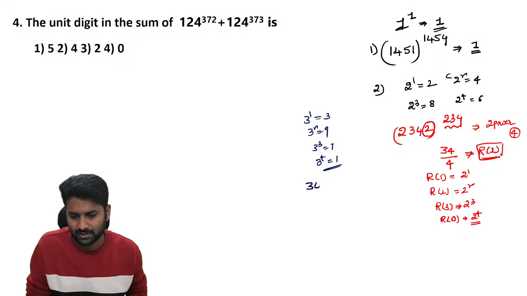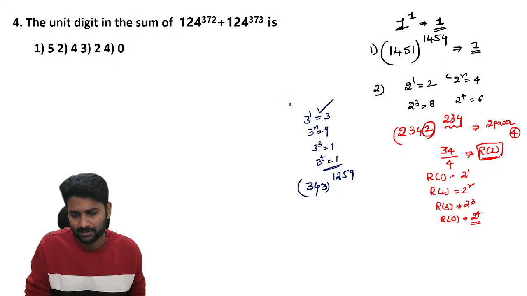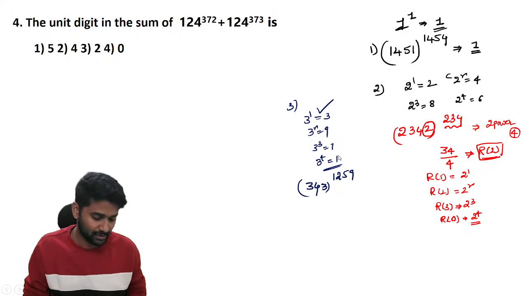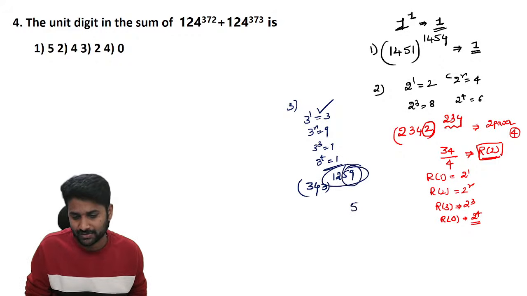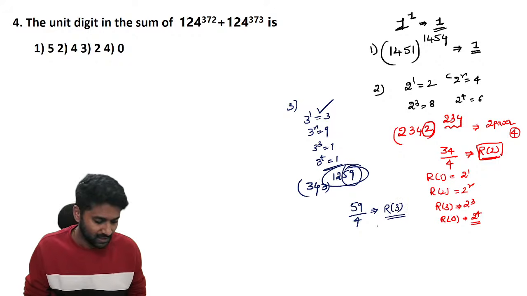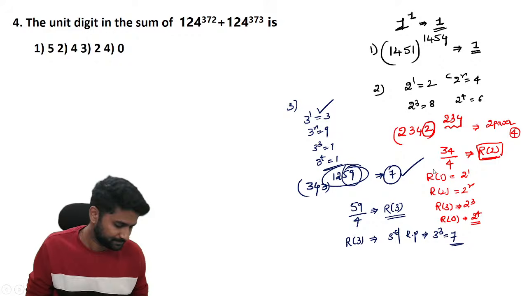Now the question: 343 whole power 1259. What is the units place value? As you know, in the 3 power cycle, 4 values are repeated. So no need to take the entire power. Consider the last two digits, 59 divided by 4. The remainder is 3. If the remainder is 3, your answer is the third repeated value. So what is the third repeated value? It is 3 cube, which has units place 7. Now you can check, your option is 7.